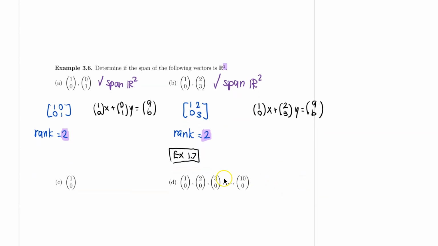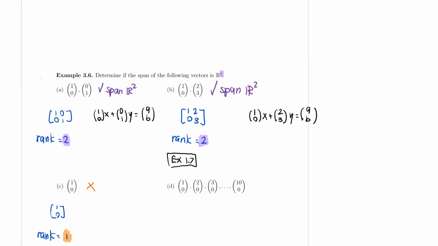Now, if we look at the next one, I only have one vector, 1, 0, and you can probably think, intuitively, if you only have one vector, I should not be able to reach all the points in R square. So intuitively, this should not span R square. To check, I can just form a matrix. It will just be a 2x1 matrix. This is already in row echelon form, and the rank of this is 1. Notice that the rank here is less than the value m that I need. So this will not span R square.